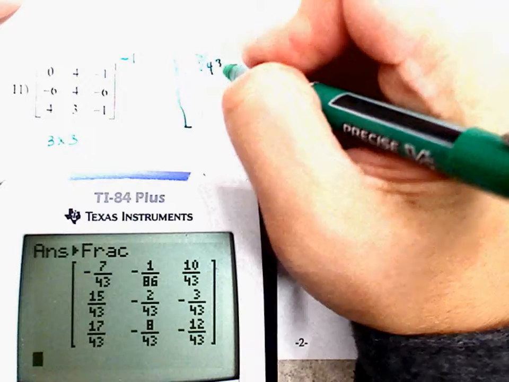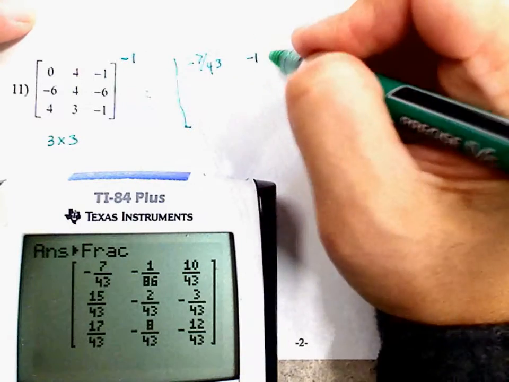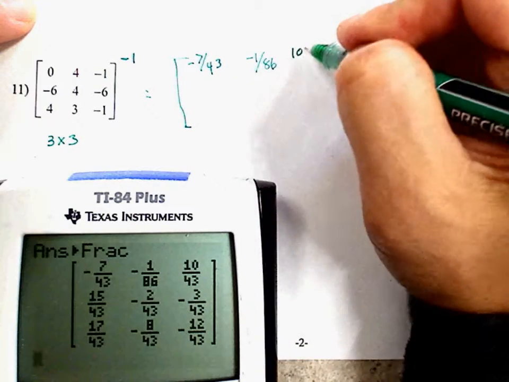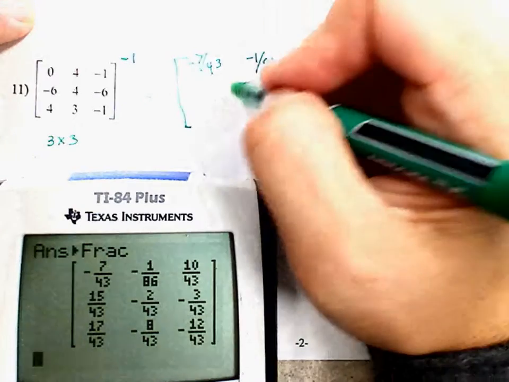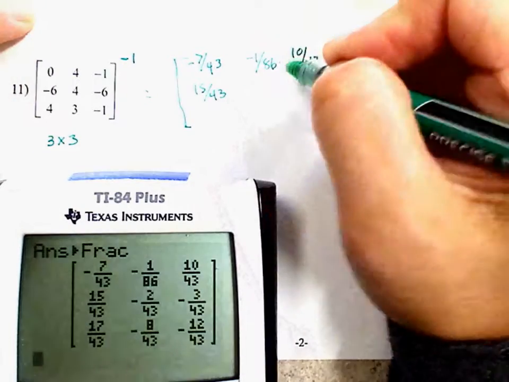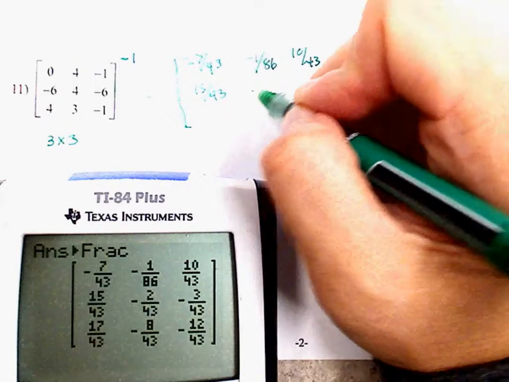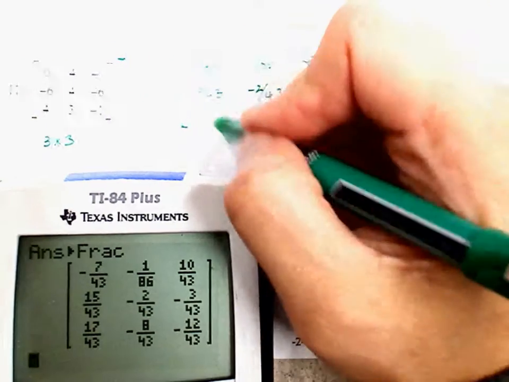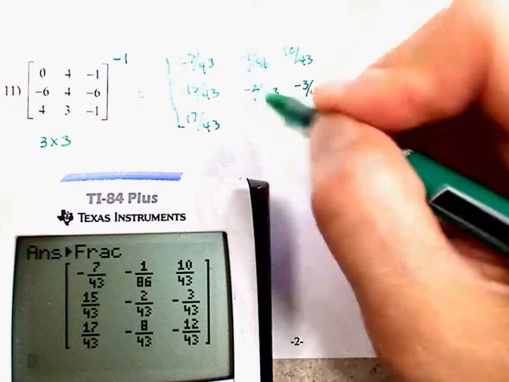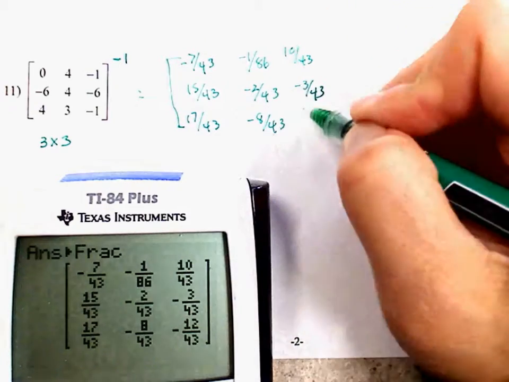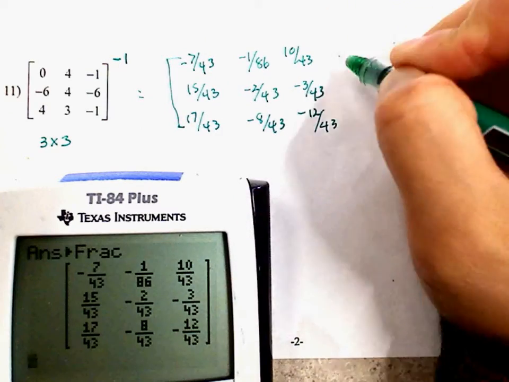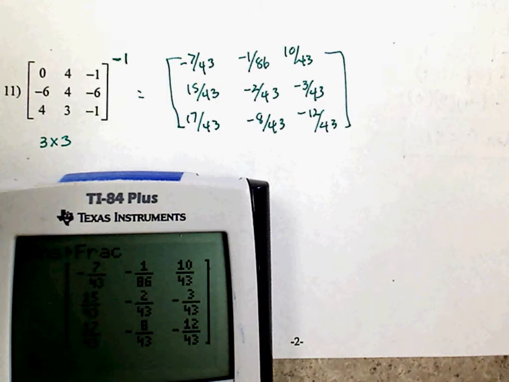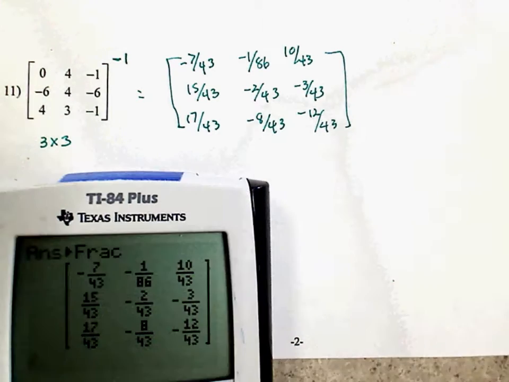-7 over 43, -1 over 86, 10 over 43, 15 over 43, determinant's 86, -2 over 43, -3 over 43, 17 over 43, -8 over 43, -12 over 43. Don't forget your bracket. It's a matrix. And there you have your solution. Good luck on your quiz.